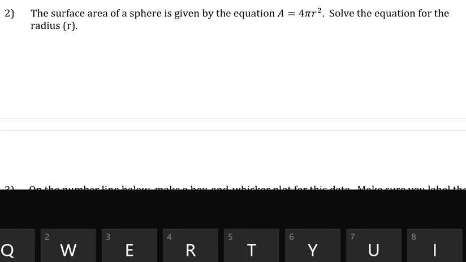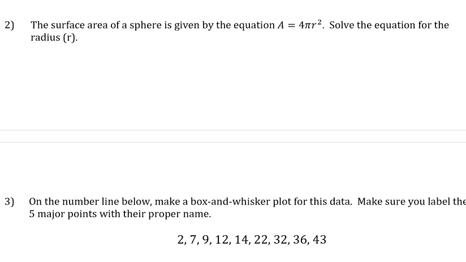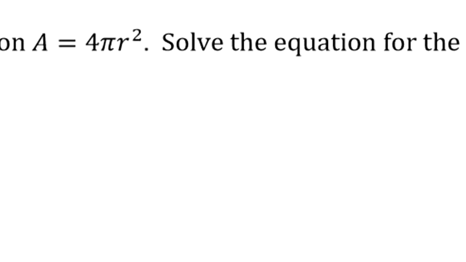Question 2 asks us to solve the equation A equals 4 pi r squared for r, the radius. So we're just trying to isolate this variable r, and you can see that two things are happening to r. r is being squared and r is being multiplied by 4 pi.